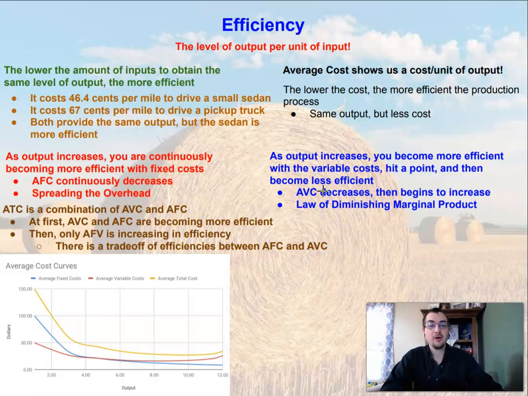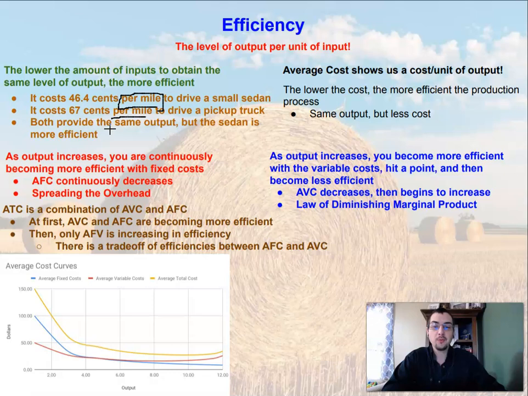Now, how far are you going in both of these examples? You're going 1 mile. So we're looking at one unit of output. And how much does it cost, or how much amount of inputs, resources do we need to use to go that same level of output? In this example, we're not pulling anything, we're not loading anything. We're just driving 1 mile.